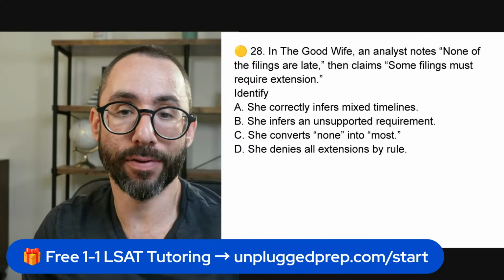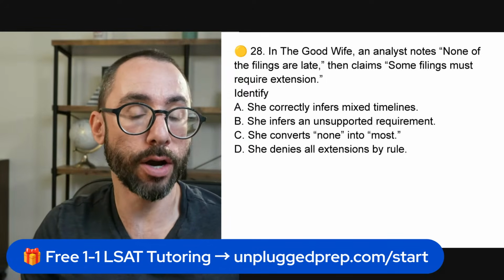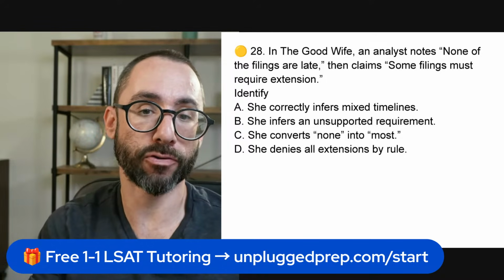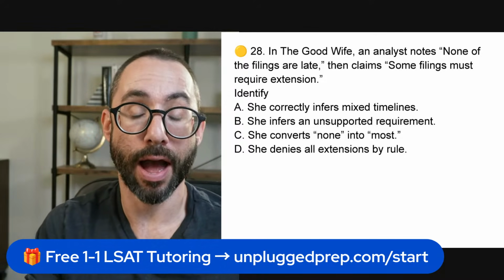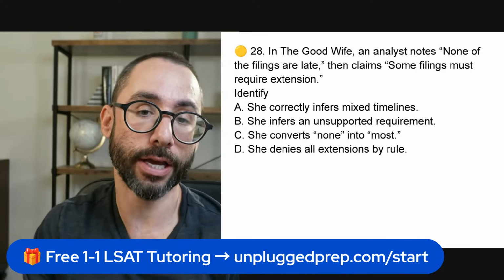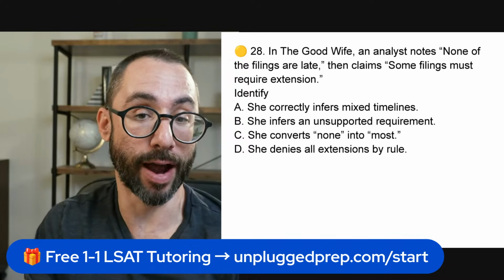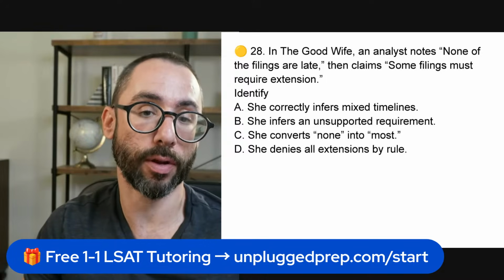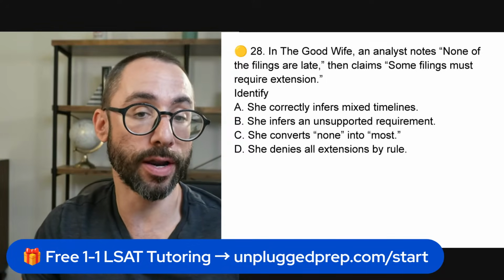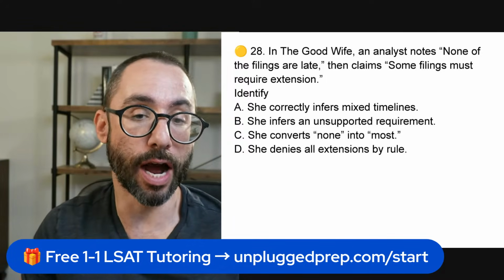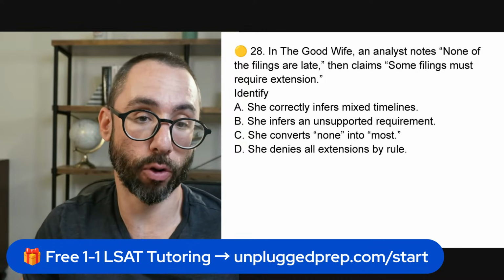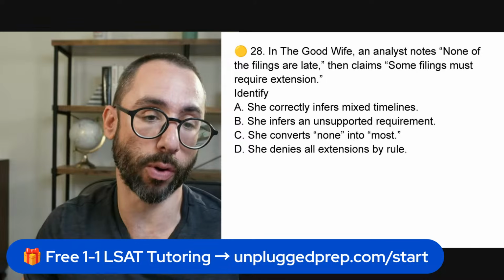Number 28. In The Good Wife, an analyst notes none of the filings are late, then claims some filings must require extension. Identify what's going on here. A, she correctly infers mixed timelines. B, she infers an unsupported state requirement. C, she converts none into most. Or D, she denies all extensions by rule. So what can we infer based on this, or what can you identify what's going on here?